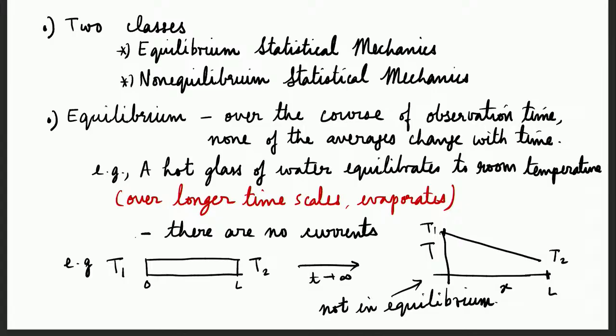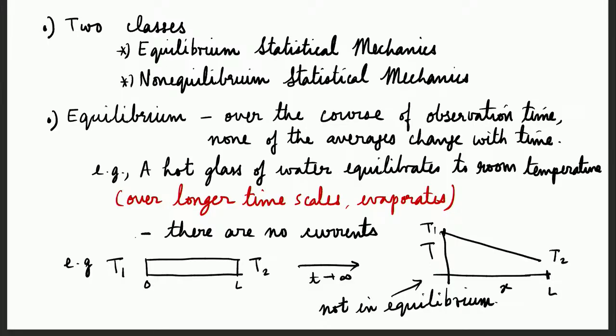One is equilibrium StatMech and the other is non-equilibrium statistical mechanics. I will mainly do equilibrium StatMech because equilibrium StatMech problems are easier to do. So let me define precisely, or roughly, what is equilibrium. Over the course of observation time, none of the averages change with time.